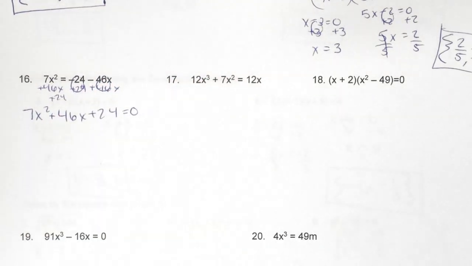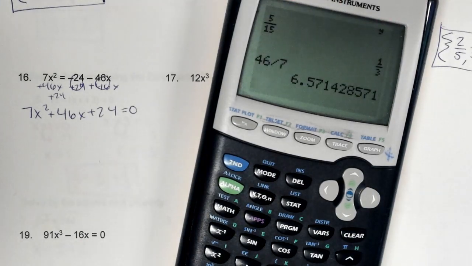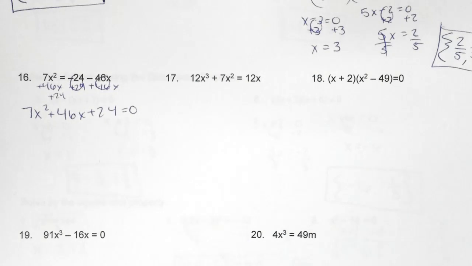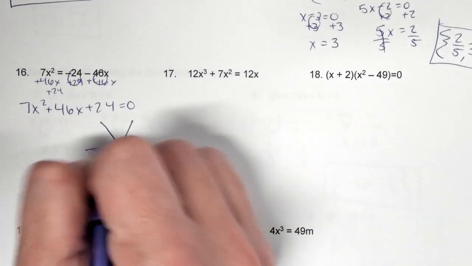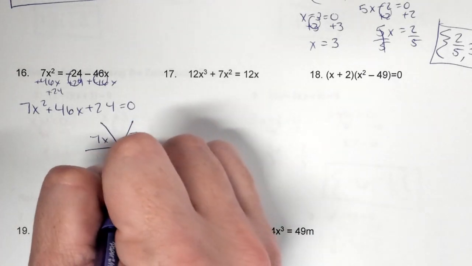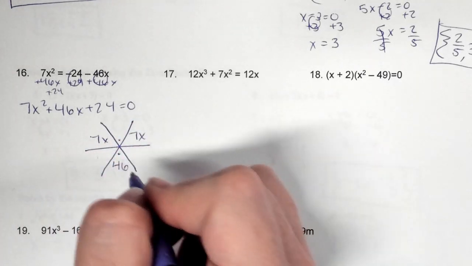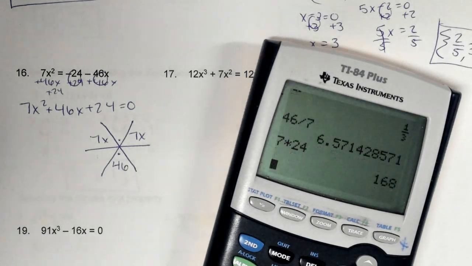Now you can see if you have a GCF by dividing 46 divided by 7. It doesn't, so 7's prime, so there's nothing else. So there's no GCF here, therefore we're going to snowflake. 7x, 7x, b is 46, 7 times 24 is 168.